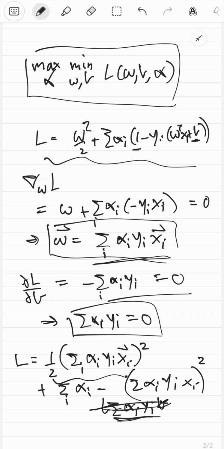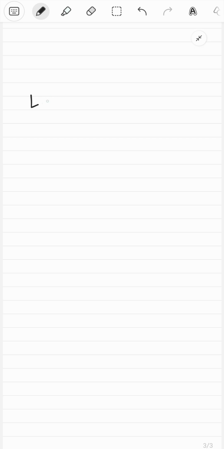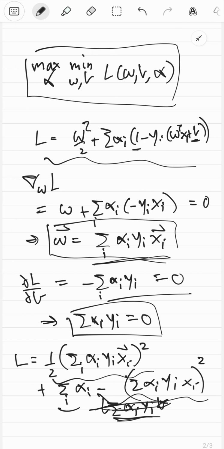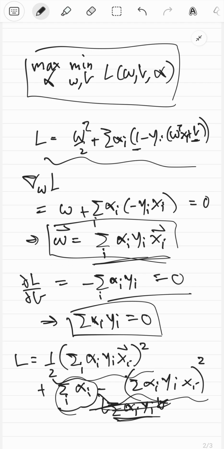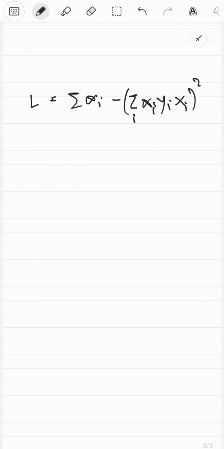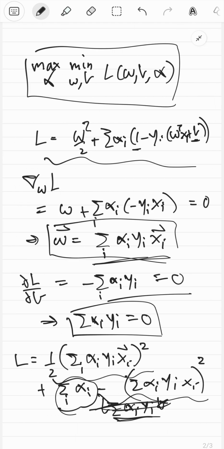Firstly, these two are like terms, so it cancels. So you just have this loss function. You have summation of alpha I because of this thing, minus, so it's square pretty much, so it's just summation over I of alpha I yi, and then you have x I over there squared, right?